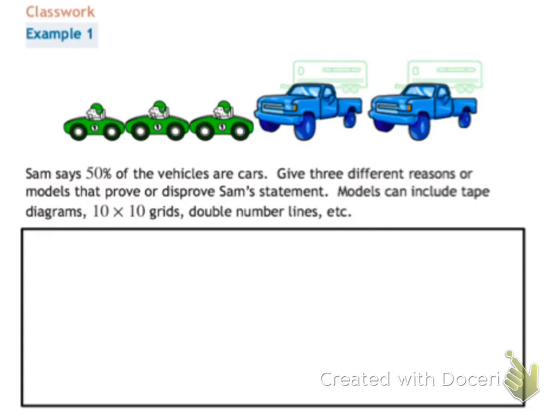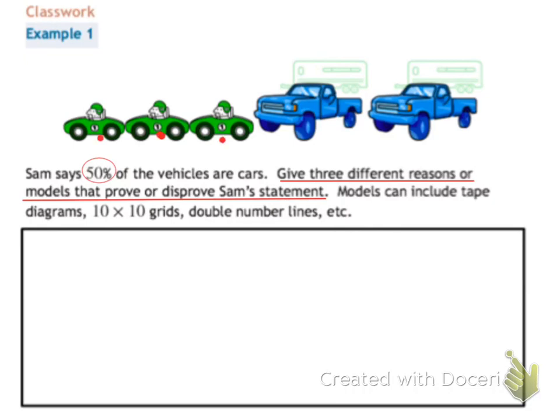Sam says 50% of the vehicles are cars. Give 3 different reasons or models that prove or disprove Sam's statement. Models can include tape diagrams, 10 by 10 grids, double number lines, tables, etc. So Sam is saying 50% of the vehicles are cars, and we need to give 3 different reasons or models that prove or disprove Sam's statement.